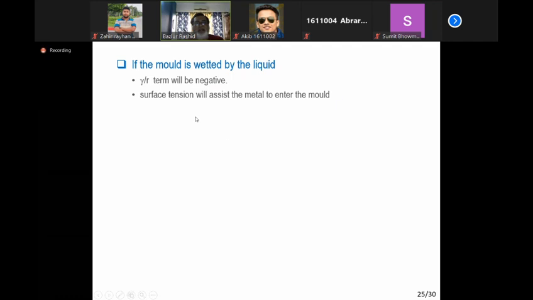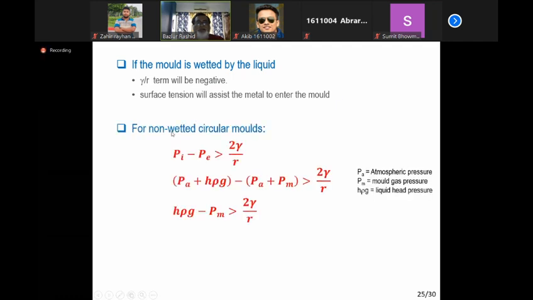This is not the general case. Generally, the mold is usually non-wetting, and for that, this formula prevails, and this is for a circular mold. So internal pressure minus external pressure should be greater than this resistance term. If it is greater and if it is positive, then only liquid metal can enter into the filling system. So what is Pi? The positive pressure will be experienced by these two factors.